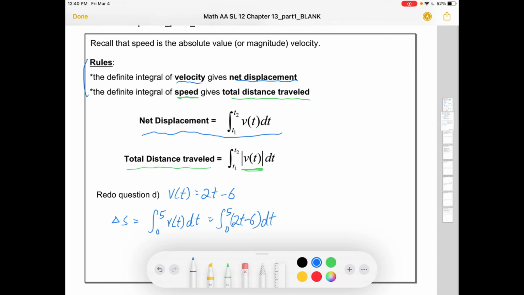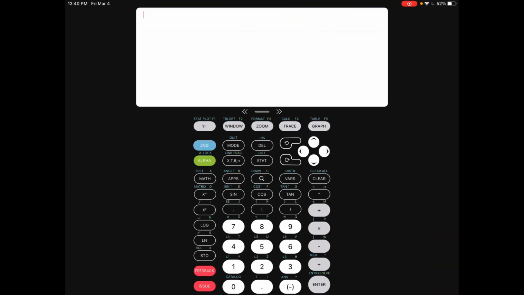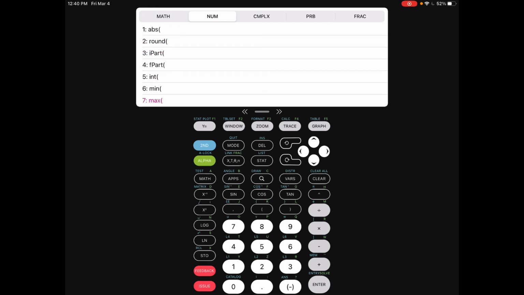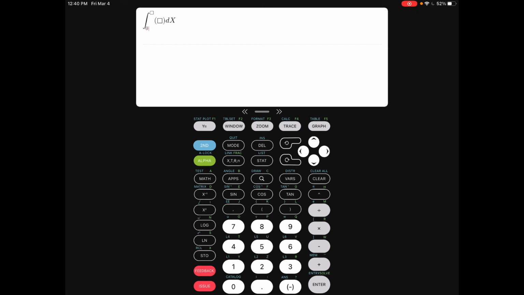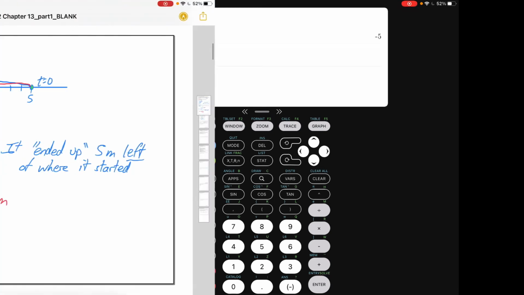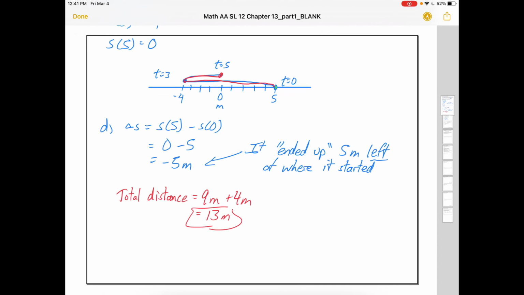And I'm just going to do this with the GDC. I press Math. I go down to my definite integral. This pops up. I have 0 to 5. And I'm going to use x as my variable, 2x minus 6. And I'll just hit enter. Gives me negative 5, just like we got by doing it analytically.